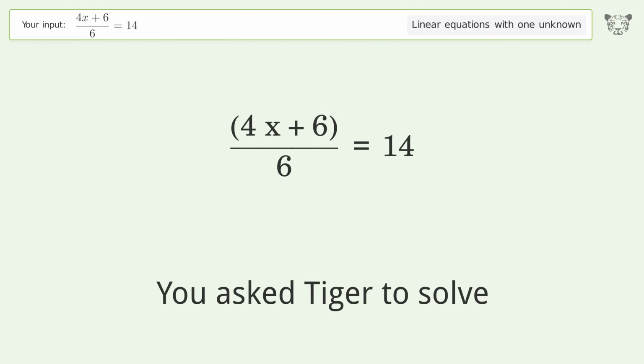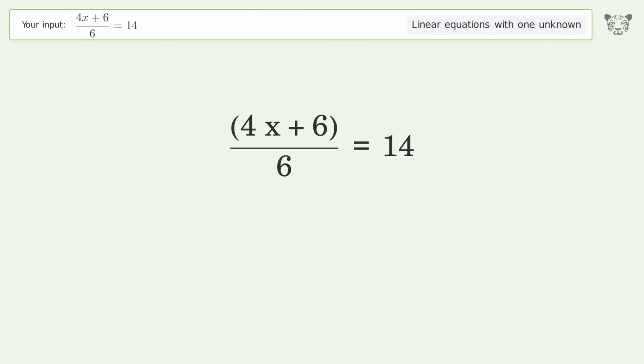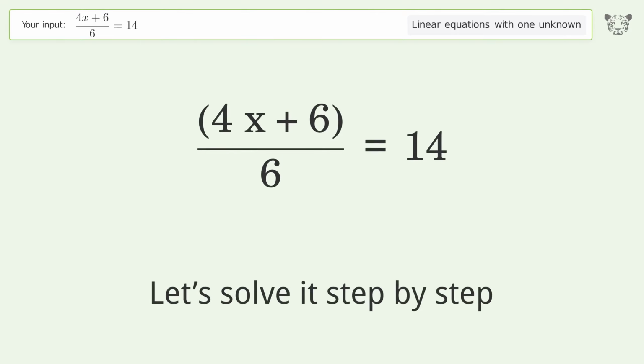You ask Tiger to solve. This deals with linear equations with one unknown. The final result is x equals 39/2. Let's solve it step by step.